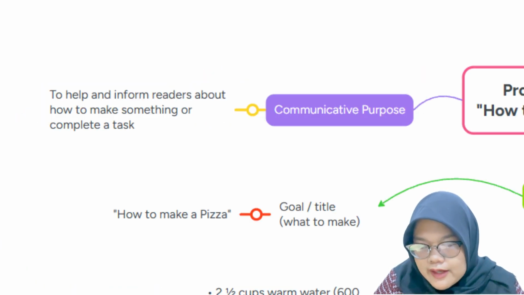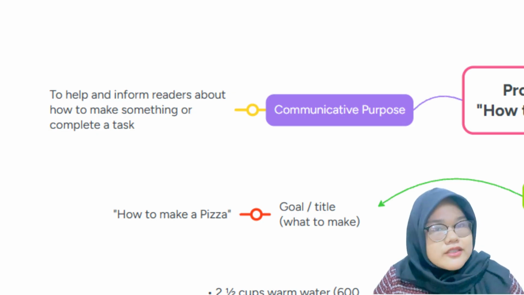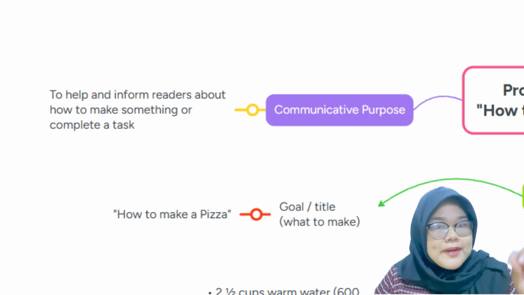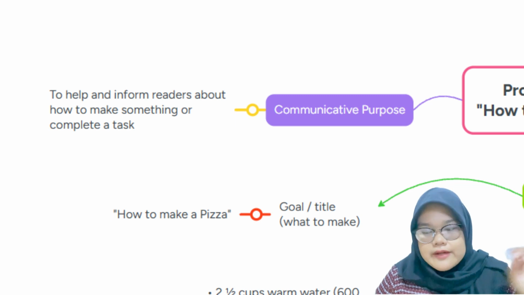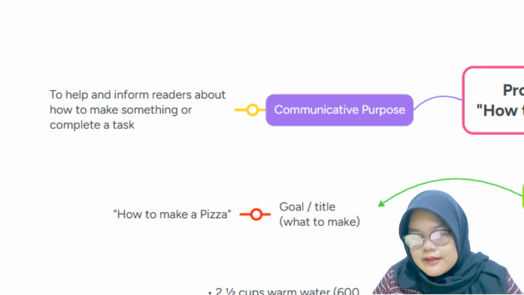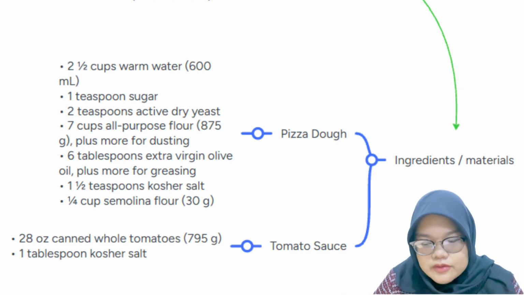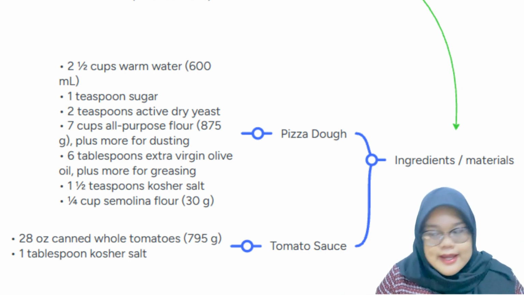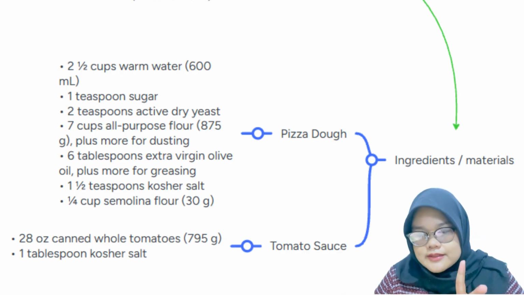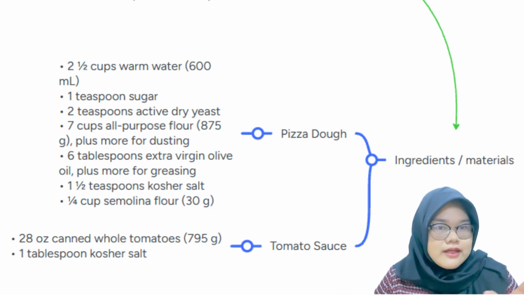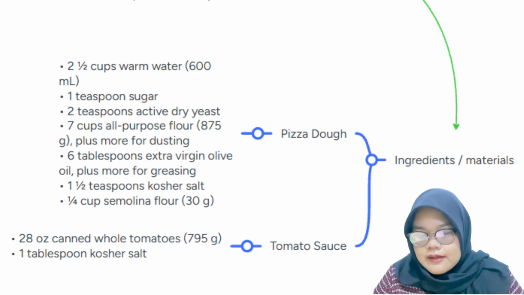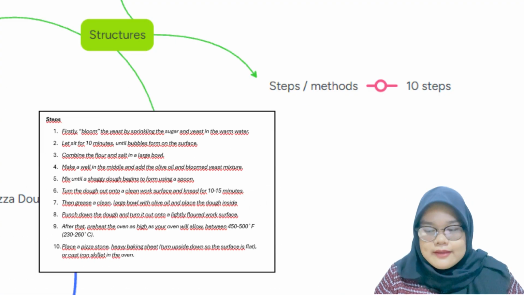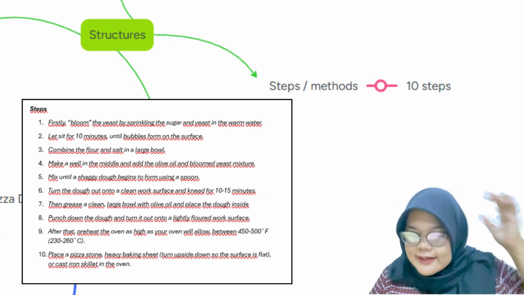First is the goal or title, what to make. Okay, there is no paragraph to tell you about the goal of the text, but there is the title about how to make a pizza. Okay, the second one is ingredients or materials. As you can see in the text, there are two parts of the ingredients. The first one is the pizza dough ingredients, and the second one is the tomato sauce ingredients. Okay, next we look at the steps or method. There are 10 steps. You can read them in the text.